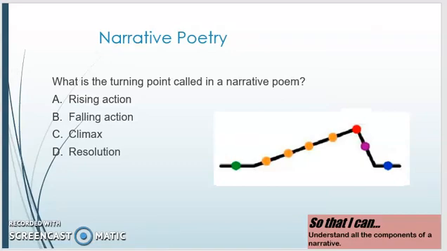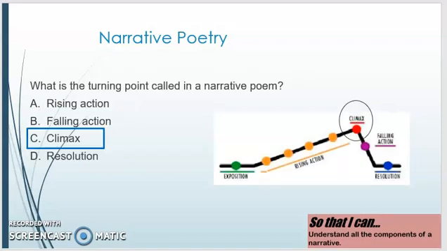Quick check for understanding here. What is a turning point called in a narrative poem? Is it rising action, falling action, climax, or resolution? You can pause the video to make your selection, and when you're ready, hit play. It is the climax. That's that peak of the action, point of no return. Something happens that is going to take our story into its resolution one way or another.